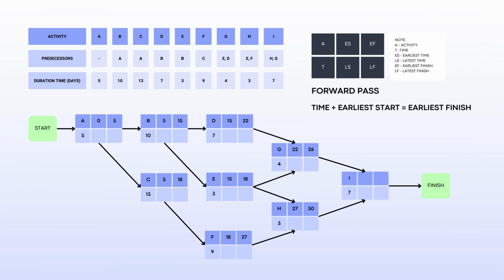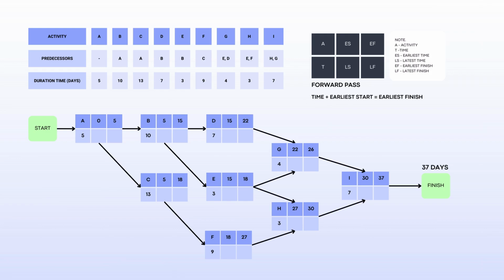The last diagram will be task I that relates to activities G and H. Given that 30 is greater than 26, it will be used as the earliest start time. So 7 plus 30 equals 37, meaning that 37 days is the completion time of these tasks.